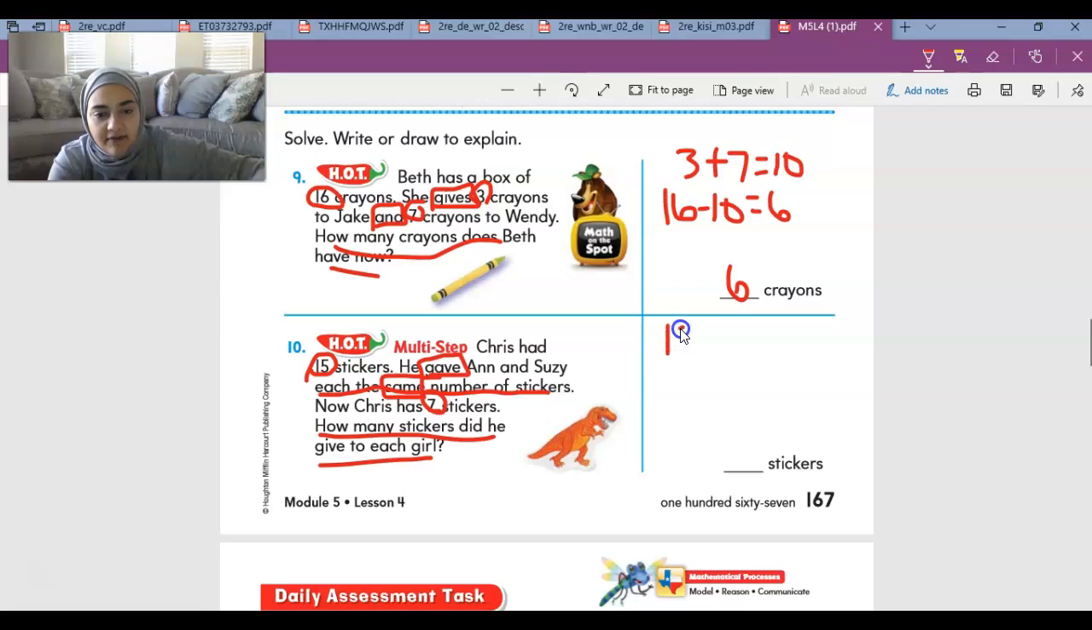So he had 15. He gave them some. We don't know how much because they didn't tell us. And then it says now he has 7. It helps when you write out what you know. So this is what I know. Now, the question is, how many stickers did he give each girl? First, we have to find out what goes here, and then we can split that in half between both girls, right? So first, let's do 15, take away what? 7. So how can we solve what goes there? Think about it.